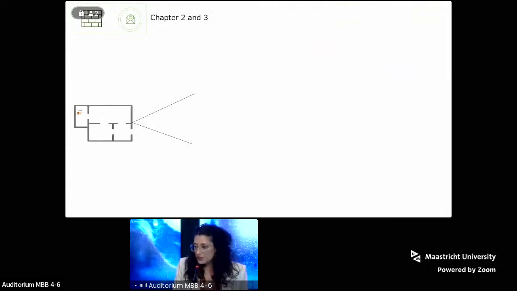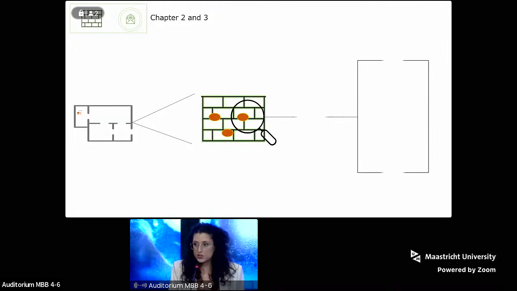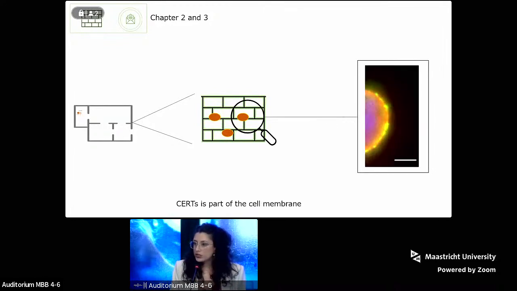In Chapter 2 and Chapter 3, we wanted to investigate whether CERT was in the cell membrane. So we labeled CERT in the cell, in the outer part of the cell. And as you can see here from the picture, we demonstrated that CERT is part of the cell membrane. You can see we labeled CERT in red and the cell membrane in green, and therefore when we see the yellow signal, it means that CERT is actually part of the cell membrane.